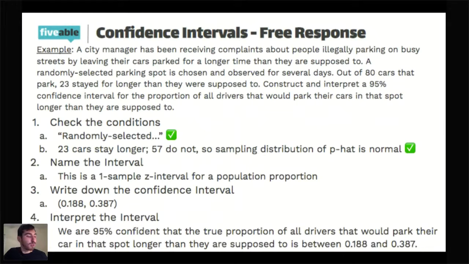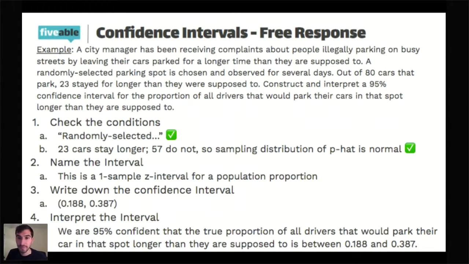So then if we get follow-up questions about the city believing that it should make a new law if more than 15% of all people are doing this, based on this interval, we have evidence that more than 15% are doing it because the entire interval is above 0.15. But if they wanted to make the law when more than a quarter of people are doing it, well, I don't have evidence that more than a quarter of people are doing it because there are numbers less than 0.25 in that interval.